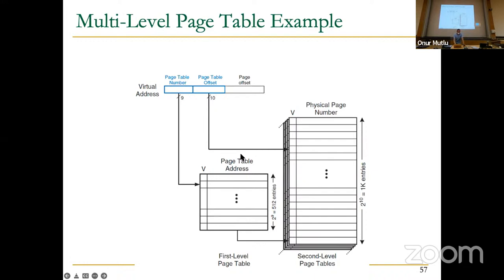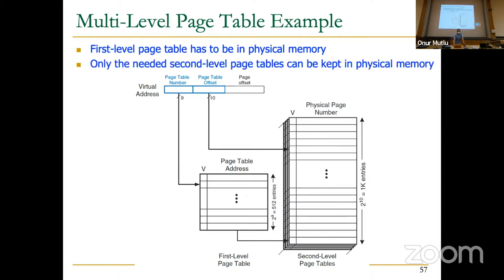Makes sense, right? Then of course the question is, who brings this page table into physical memory? That's the job of the operating system at some point, but we will not talk about that. But we solved the problem, and this solution buys you multiple things. Only a very small part of the page table has to be in physical memory, and only the second level page tables that are needed can be kept there. If the program requires only one page table over here, you don't need anything else. You got rid of the huge page table, and it doesn't even come into physical memory at all.